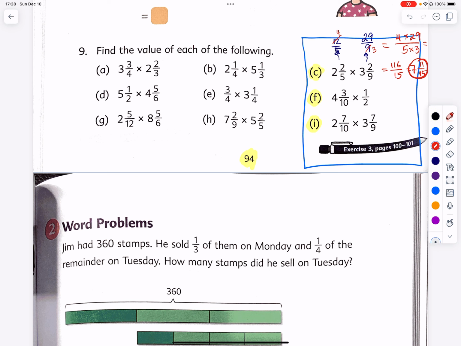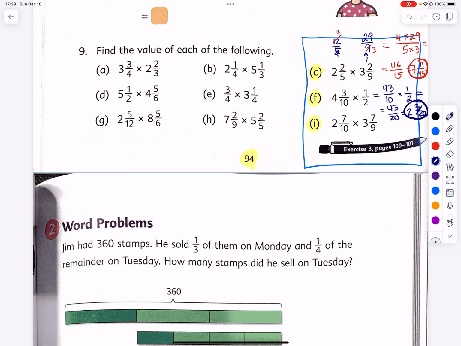Next example, let's take a look at 4 and 3/10 times a half. So 4 and 3/10 is 43/10 times 1/2. Now over here, my friends, nothing can be simplified. 43 is a prime number, and it's not divisible by 2, not divisible by any factors of 10. So we end up with 43 out of 20, which is not so bad for us because that's just 2 and 3 out of 20. And I'm going to put my answer in a circle. And finally, 2 and 7/10.